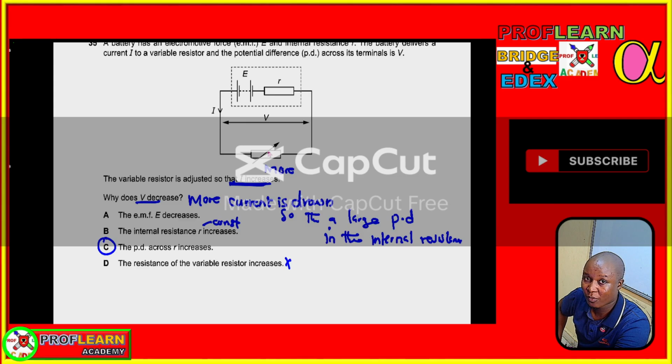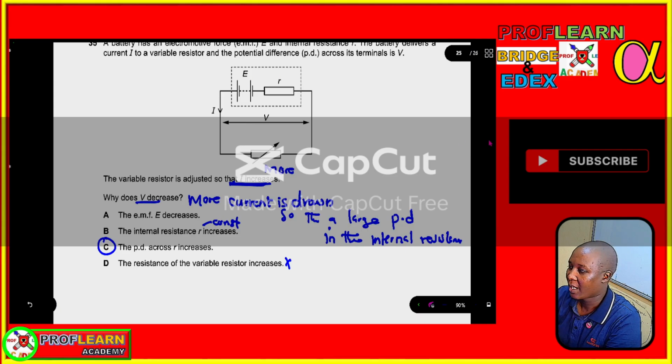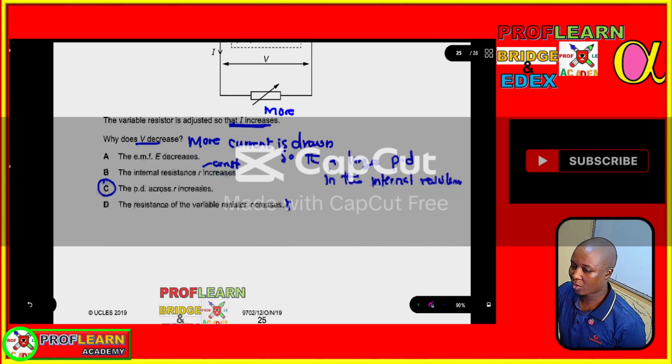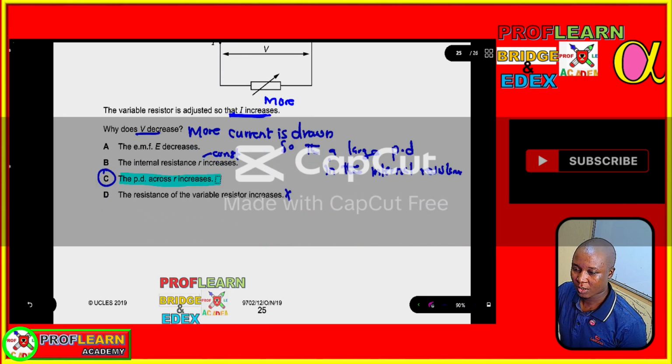there is more current drawn from the cell, we are going to have a large potential drop due to the internal resistance of this cell that we have here. So if you have a large amount of current, then we're going to have a large potential drop due to the internal resistance of this cell, and that's why we're going to say the PD across R increases.